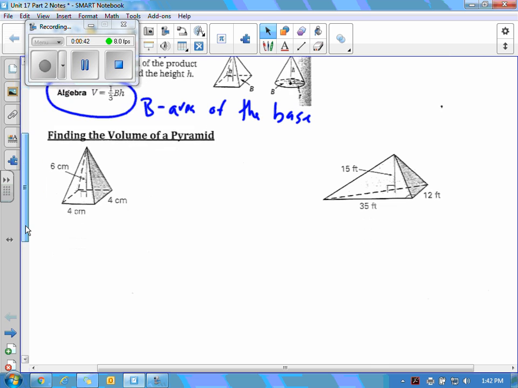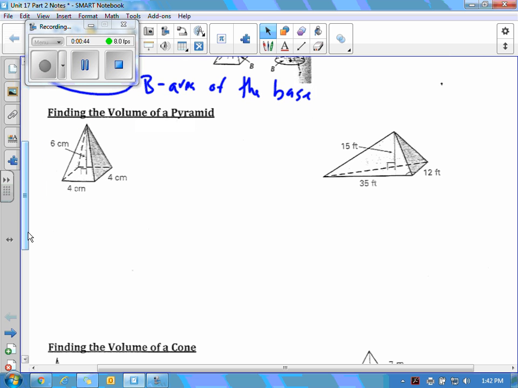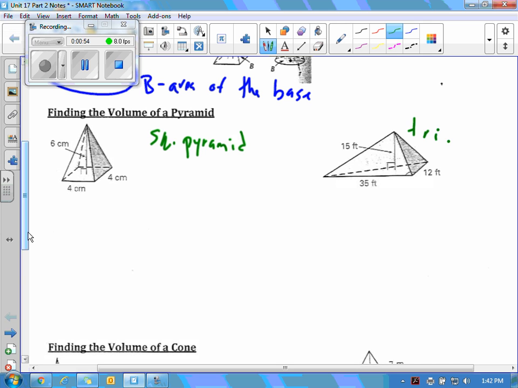So let's look at our examples. It says finding the volume of the pyramid. We have two different types of pyramids. Our first one is a square pyramid, and our second one is a triangular pyramid. Again, the names describe the base. So when we have our formula, we have capital B, the area of the base. It's just going to be adjusted based on what our base is.